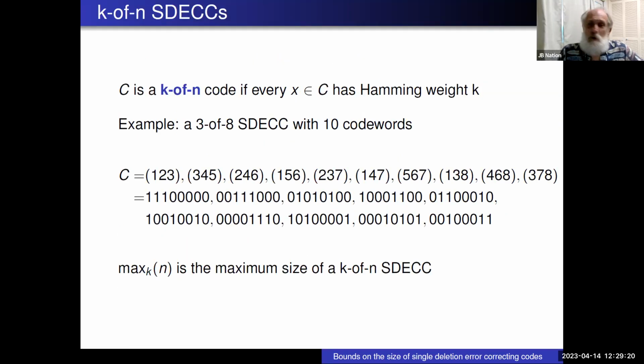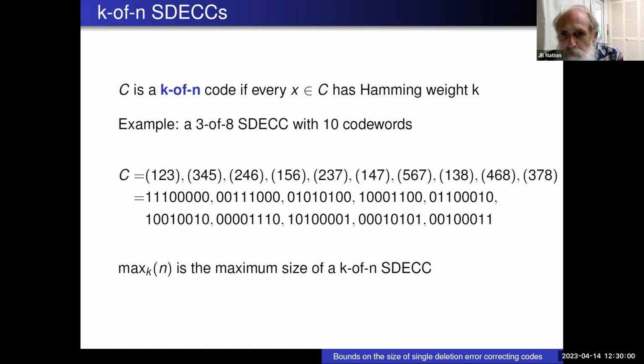Okay, I want to change gears slightly and talk about k of n codes. k of n means every word has exactly the same number of ones. For example, a 3 of 8 code has length 8, and every code word has 3 ones and 5 zeros. Okay, and you can get codes like that. Here's an example of one, which we'll see again in a second. But this is also a single deletion error correcting code.